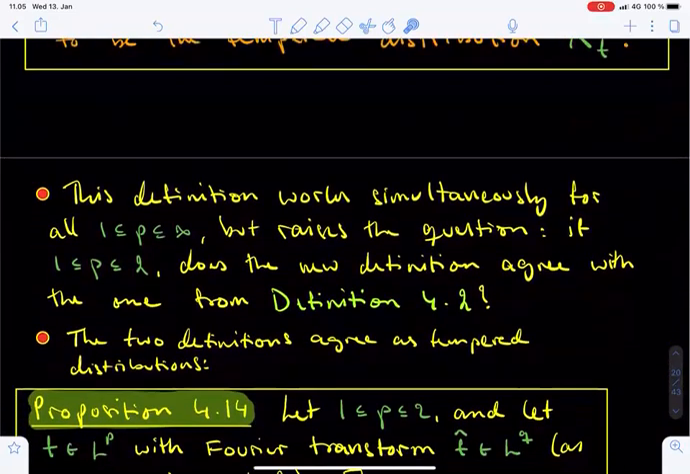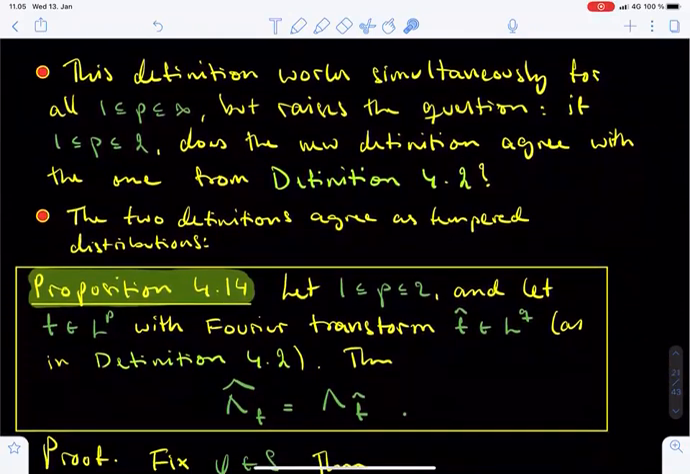This definition raises the following question. We have already given one definition for the Fourier transform of f whenever f is an LP function with exponent p between 1 and 2. Namely, by definition 4.2, the Fourier transform of such a function was defined to be a certain LQ function, where q is the dual exponent of p. Now, in definition 4.13, we stated that the Fourier transform of any LP function f is the tempered distribution hat of lambda f. Do these two definitions agree, and in which sense?